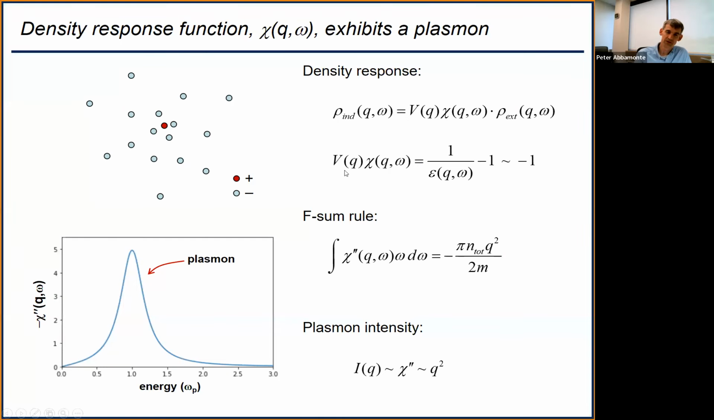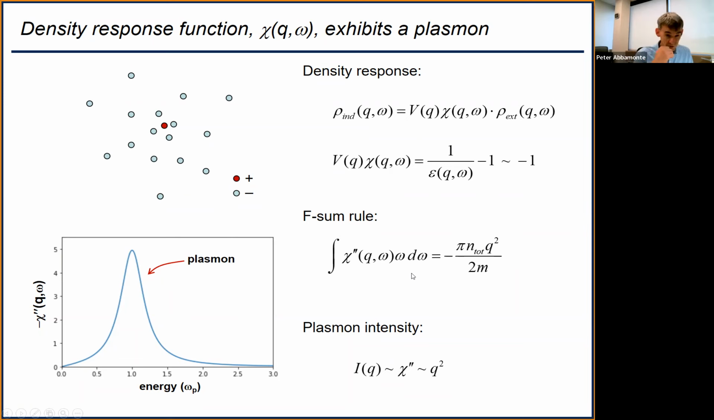Anyway, so chi in three dimensions typically goes to zero like Q squared. So this product is just a number. And that's tied to the fact that chi satisfies what's called the F sum rule. So if you take the imaginary part of chi and take its first moment and integrate, it's always just given by the total electron density. And there's a Q squared here because chi goes to zero like Q squared.